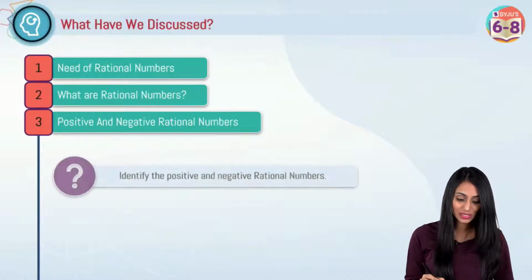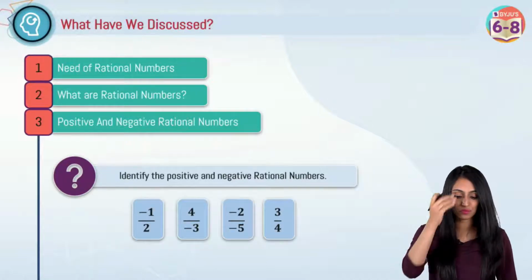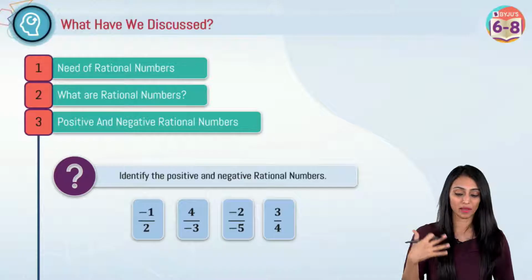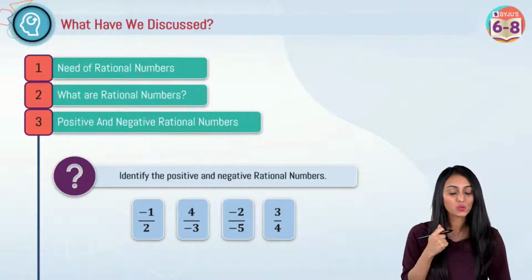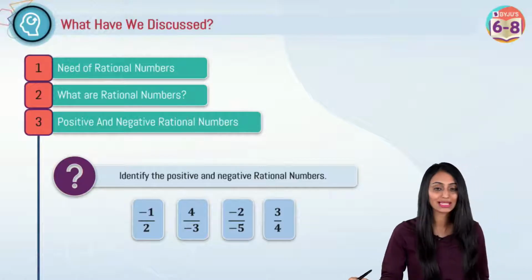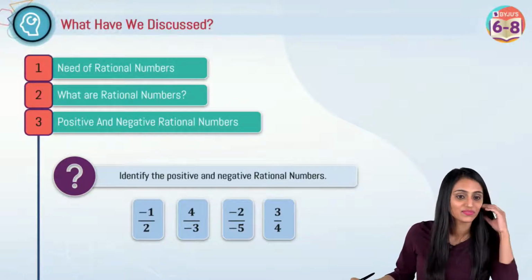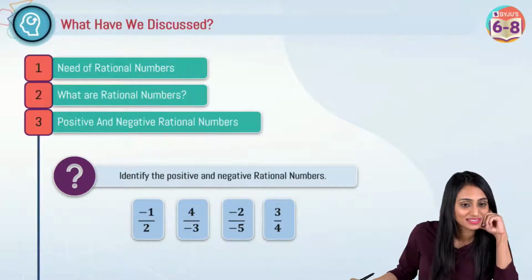Now quickly, can you identify the positive and negative rational numbers from here: -1/2, 4/-3, -2/-5, 3/4. Quickly tell me which one of them are negative and which one of them are positive rational numbers. Quickly. Oh, thank you, Sonali. Thank you, Aradhya.